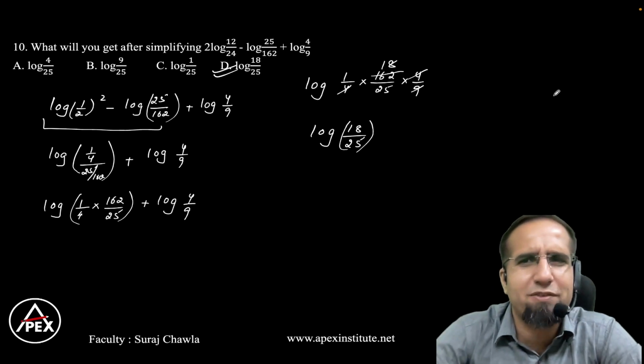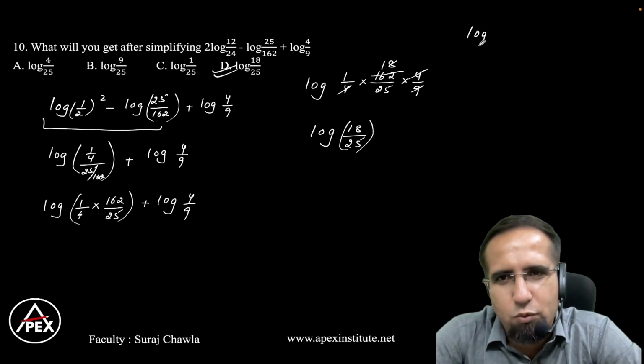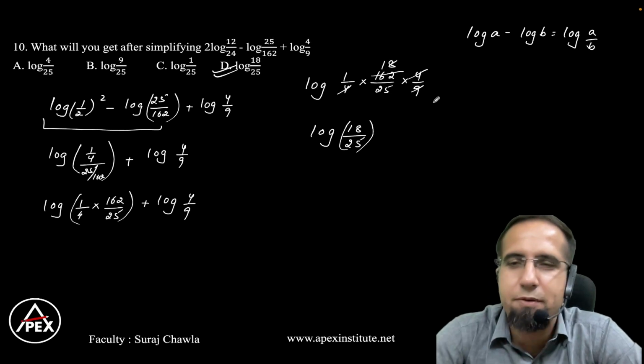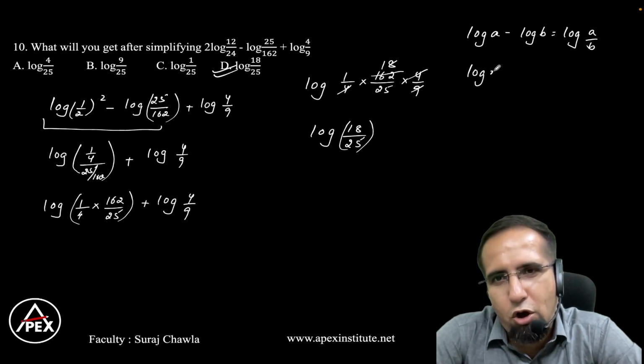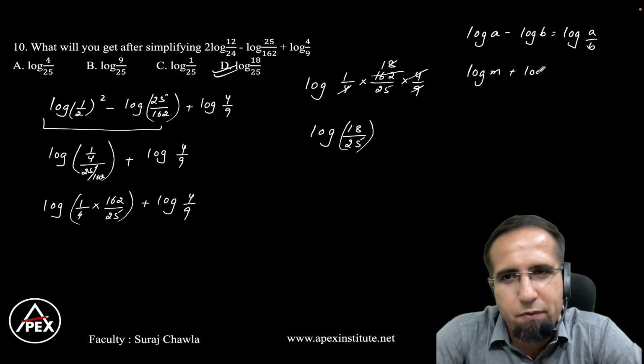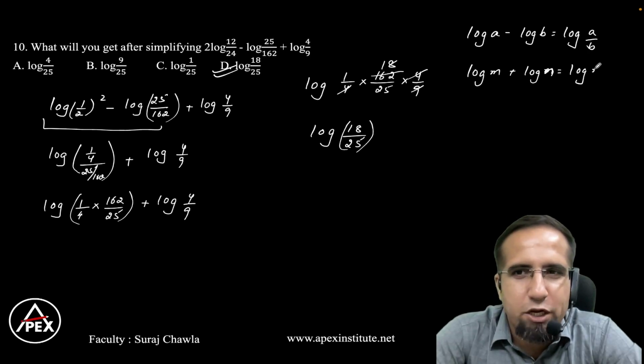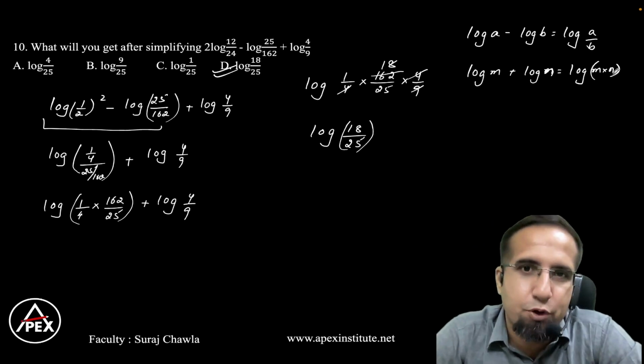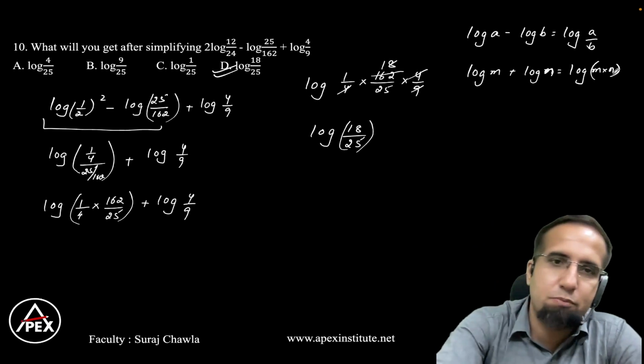So the basic property of log that we are applying here is log A minus log B. If they are in the same base, then we can always write that as log A by B. Similarly, if I'm talking about log M plus log N, if they are in the same base, then we can write this as log M into N. So these are the basic properties that I'm talking about, which you should keep at your fingertips, and that will help you to get your answer in the least possible time.